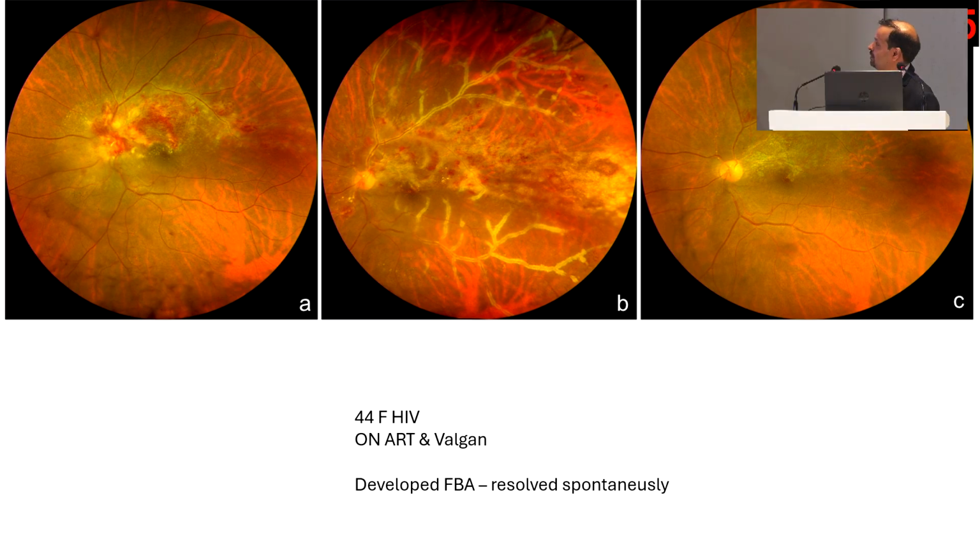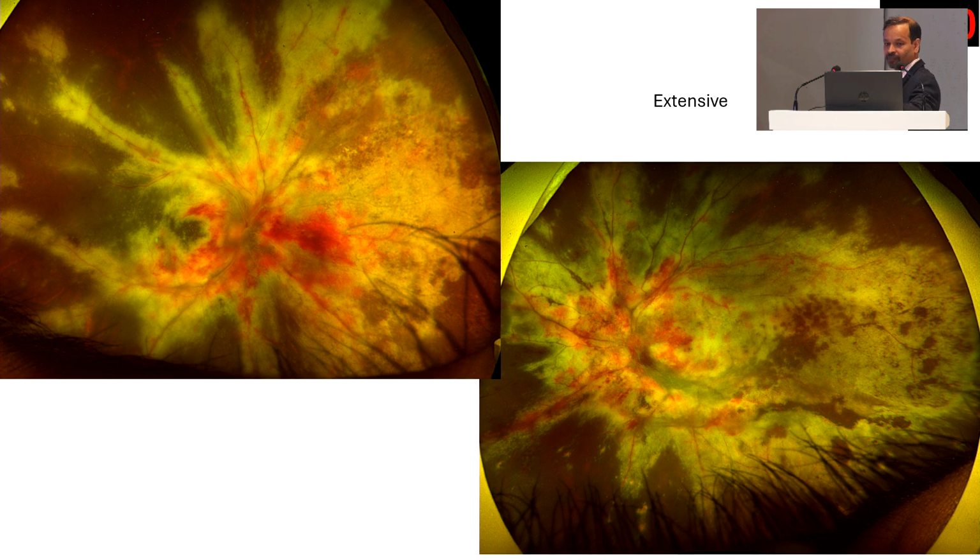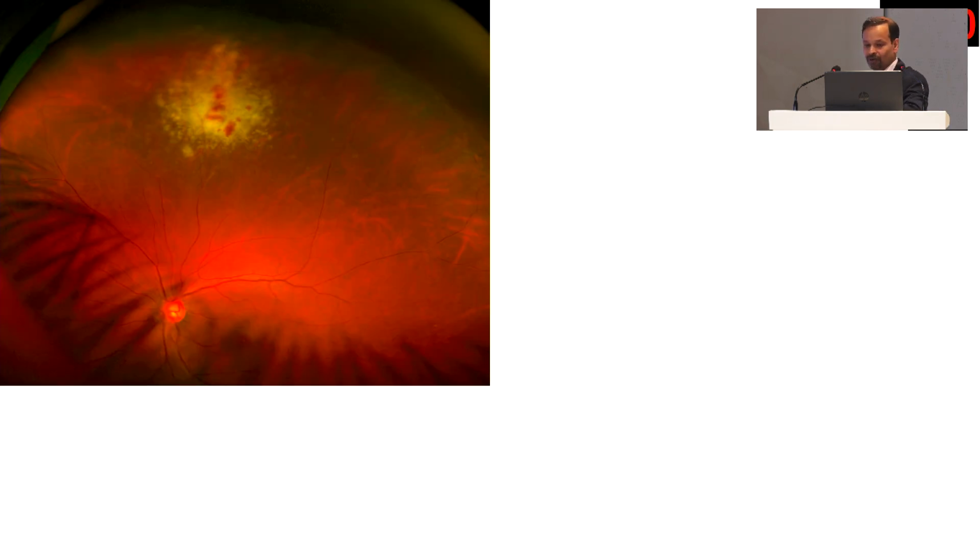Patient was on treatment, and next time when he came, he had appearance of frosted branch angiitis. Since the patient was already on treatment, we did not do anything extra, and this patient eventually resolved. A very aggressive disease sometimes can happen like this, and can destroy the whole of the posterior pole.